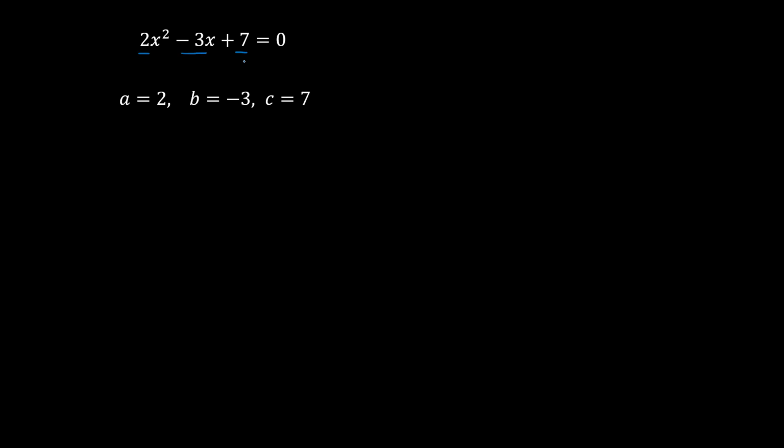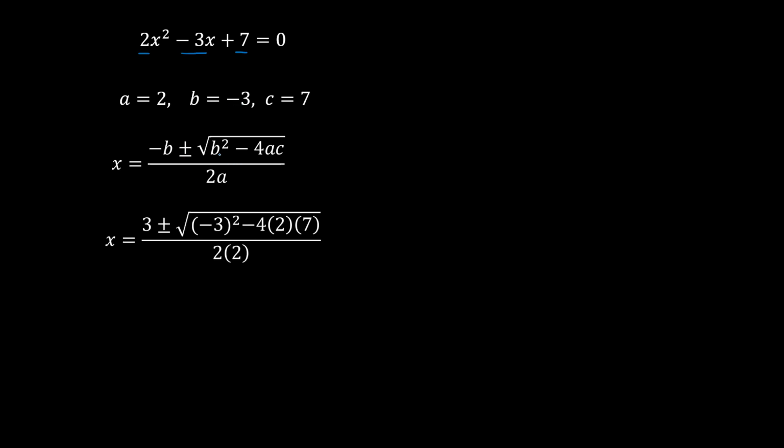Okay, and then from here, all I do is plug this into the formula, and then I simplify as necessary. So negative b, we have a negative, then minus 3, or minus a negative 3, which becomes a positive 3. And then b squared would be negative 3 squared. 4 times a times c would be 4 times 2 times 7. And then 2 times a would be 2 times 2.